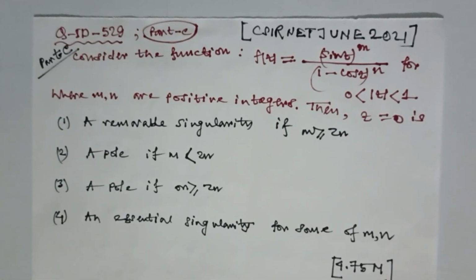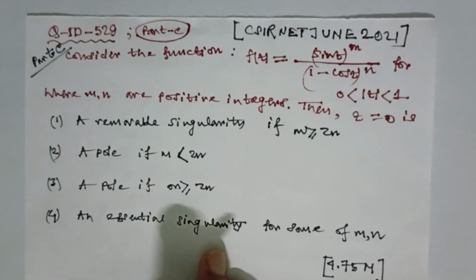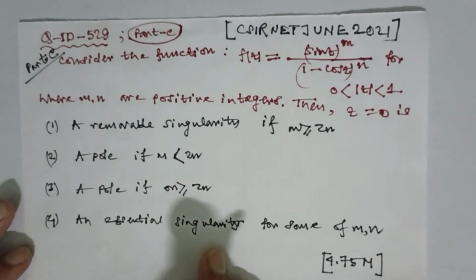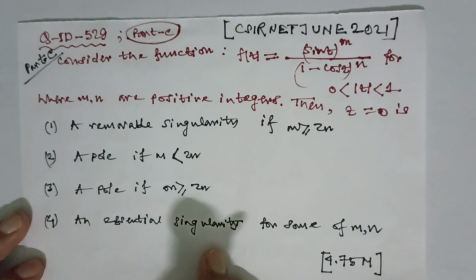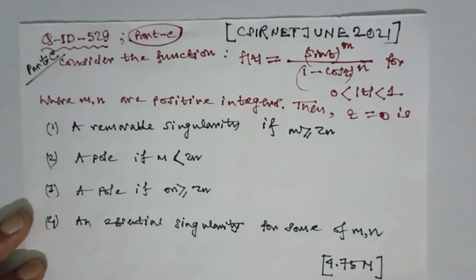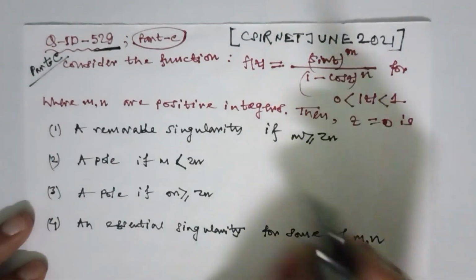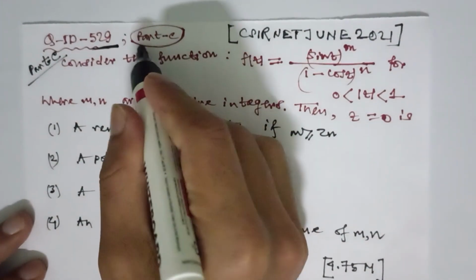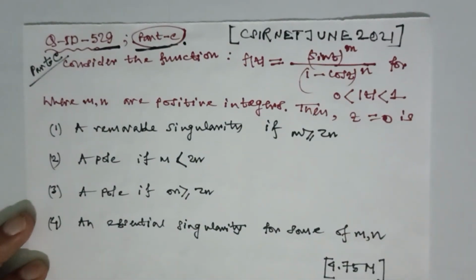Today in this video we are going to discuss an important question of complex analysis. This question was asked in CSIR NET June 2021, and it is question ID 529. This is basically a question from Part C, and it is worth 4.7 marks. So let's discuss the question briefly.